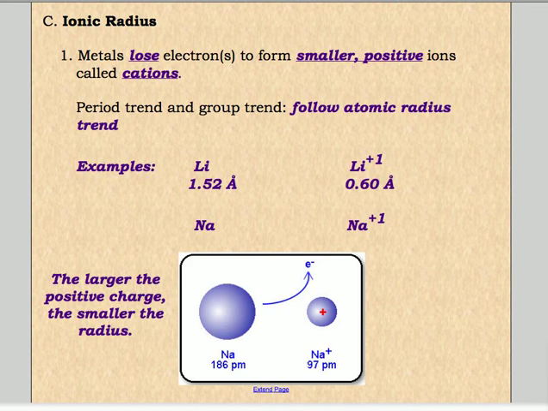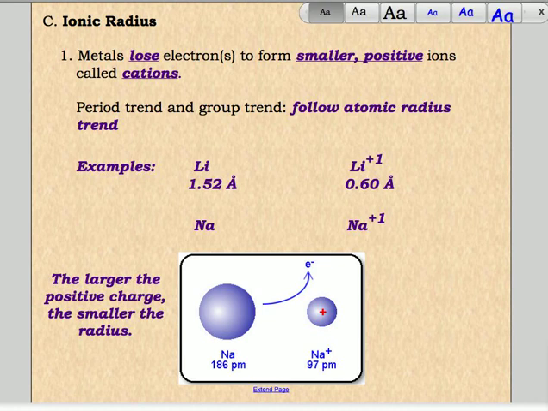And again, you don't need to know that lithium was 1.52 angstroms, and now it's 0.6. But if I say which of these is smaller, you definitely want to know that lithium plus 1 is smaller. If I ask you which one's bigger, you would definitely want to know that lithium is bigger. And then again here, it's saying the larger the positive charge, the smaller the radius.